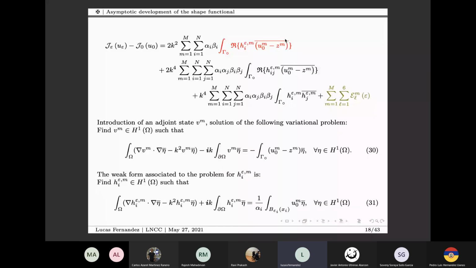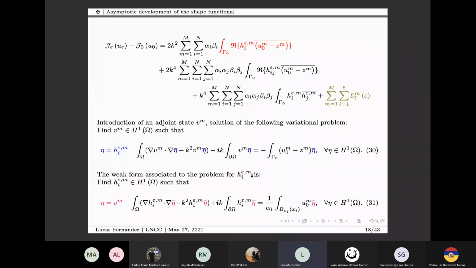Okay, here I'm going to work on this first integral. We will replace it by another simpler integral by using the weak formulation for the problems corresponding to the scalar fields V and hi epsilon. So in 30, I have the weak formulation associated with the problem corresponding to the adjoint state V. And in 31, I have the weak formulation associated with the problem corresponding to the scalar field hi epsilon.